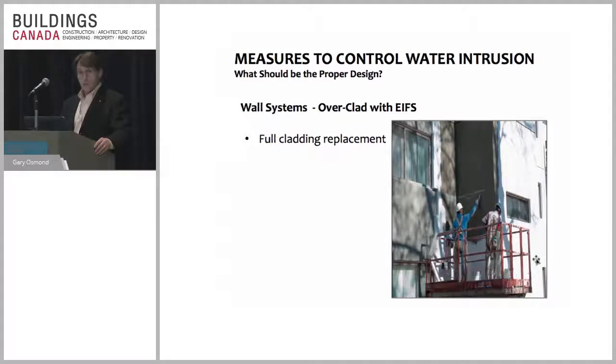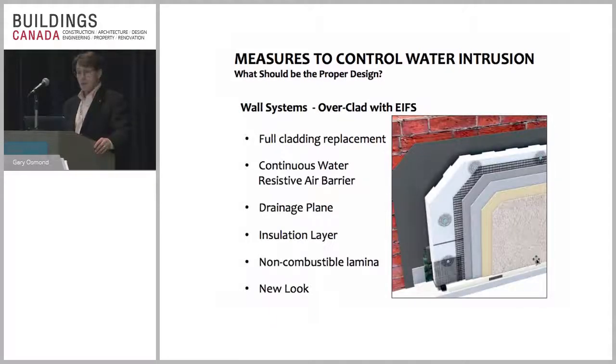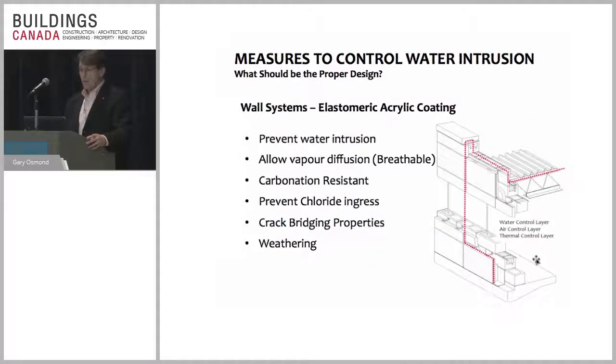We can do full cladding replacement systems. With these, you get a continuous water-resistive air barrier, you've got the drainage plane, insulation, laminas that are non-combustible so we can meet code regulations, and with these you can give the building a new look at a relatively effective cost.